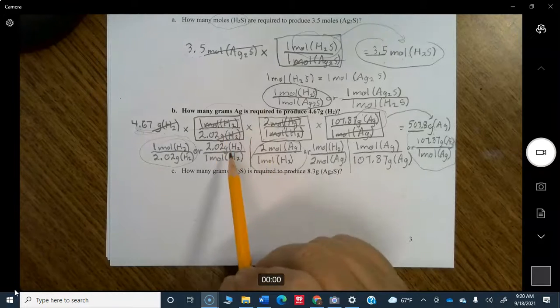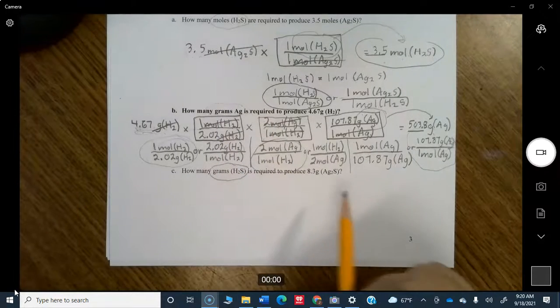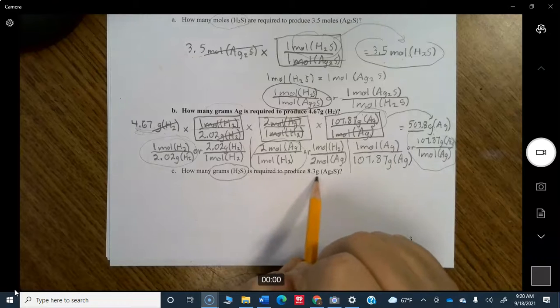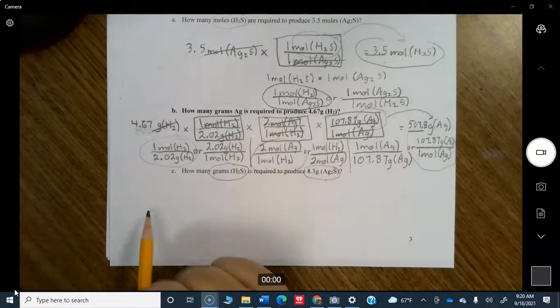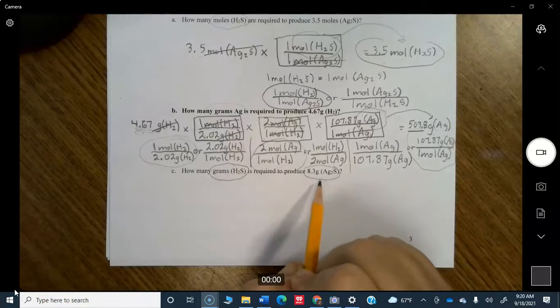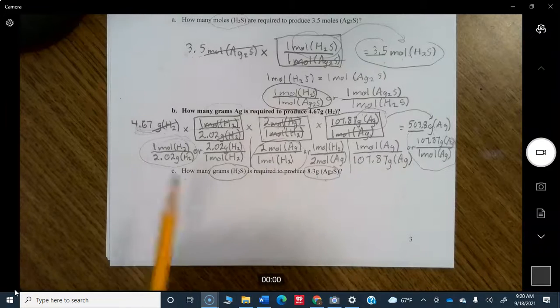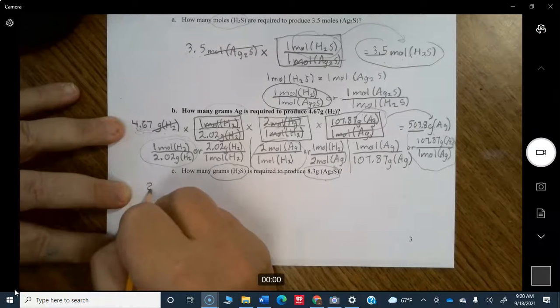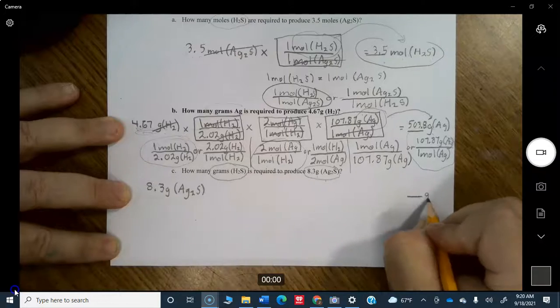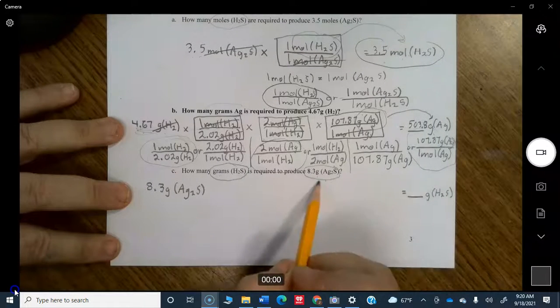All right, how many grams of H2S is required to produce 8.3 grams of Ag2S? This is what we're looking for, and this is what we're given. What we're given goes over on the left. And now you're probably starting to see the pattern that if it's grams to grams, you're going to need 3 conversions. We'll go up to the organizer and check that out. So it's going to be 8.3. That's what you're trying to find, which goes on the right, and what you're given goes on the left.